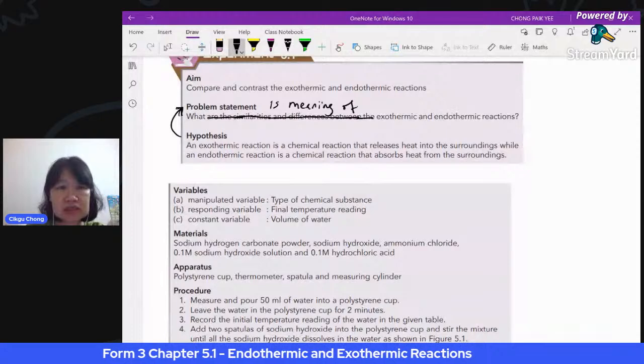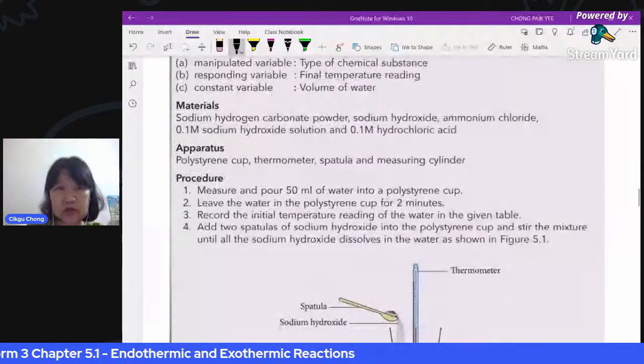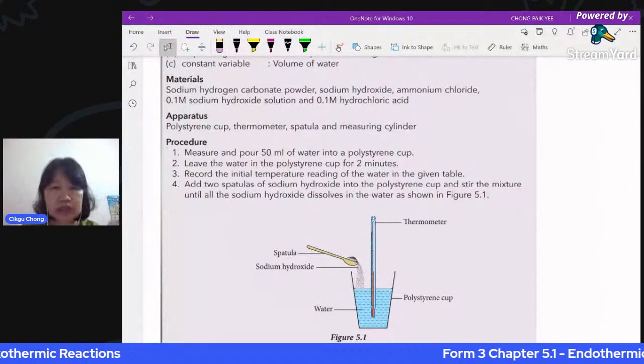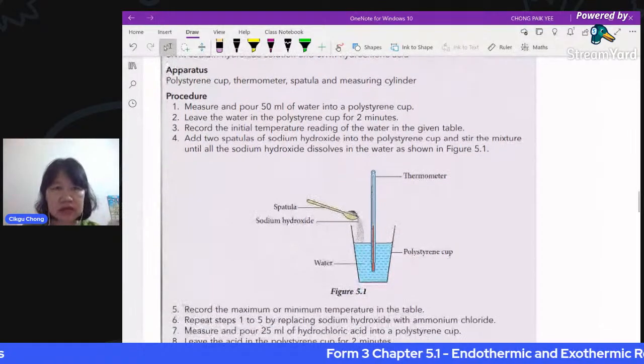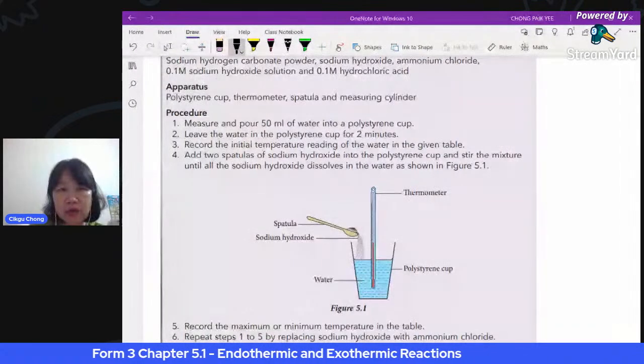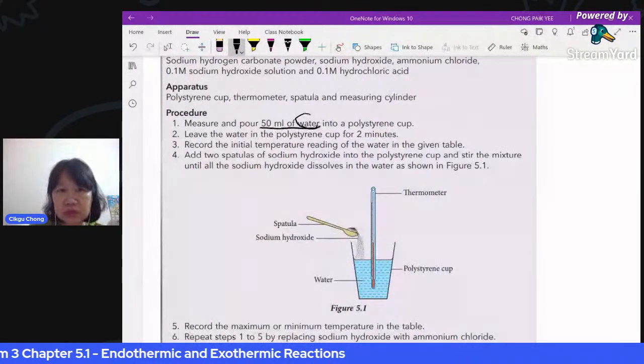Okay, so here are all these substances. You can read later on your own. So I want to explain to you. There are 4 experiments here. The experiment is like this. Okay, you can read this later. Right. First of all, let's go through first. You pour water first. So one of your substances here is water, into a polystyrene cup, and leave it for 2 minutes.